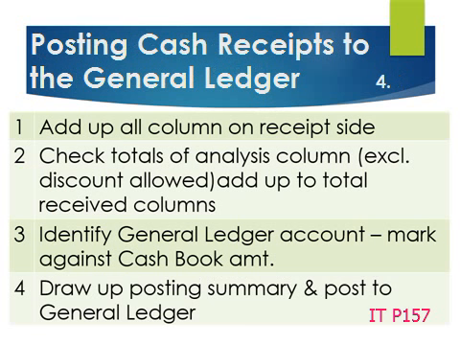4. When posting cash receipts from the cash book to the general ledger, the following procedure needs to be followed. Step 1. Add up all the columns on the receipt side of the cash book. Step 2. Check that the totals of the analysis column, excluding the discount allowed column, add up to the total received column. Step 3. Identify the general ledger accounts which are going to be used and posted to, and mark against the cash book amounts. Step 4. Draw up a posting summary and post to the general ledger.